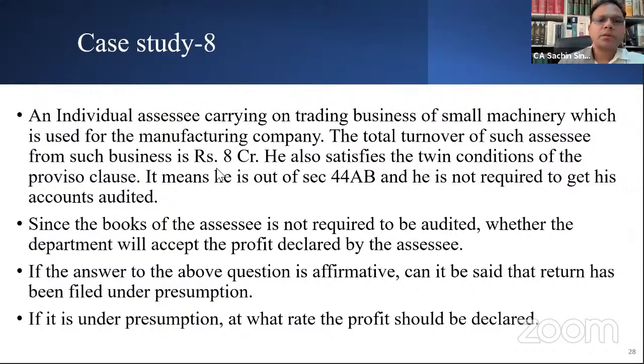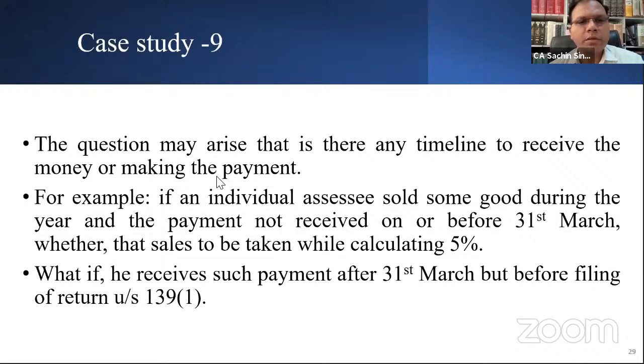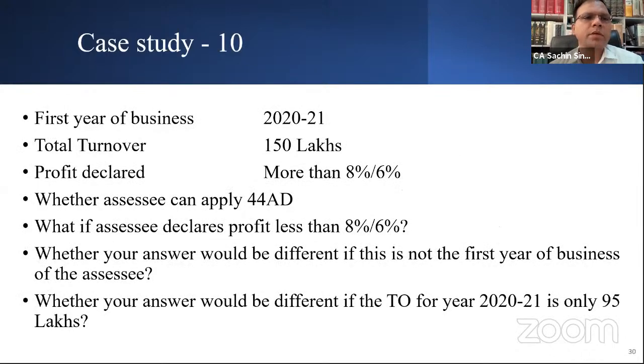So, case study number 8. An individual carrying on trading business of a small machinery which is used for the manufacturing company. So, he is basically a trader. When the turnover of such SSC for such business is 8 crore, he also satisfies the twin condition of the proviso clause. So, it is again for 44AB. I think this question. Okay.